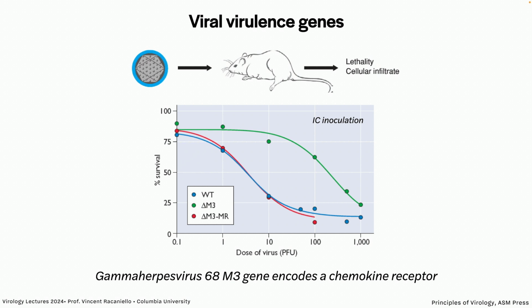Whenever you remove a gene from a viral genome, sometimes you can make unanticipated changes elsewhere just by mistake. So you have to put the gene back and make sure you restore the wild type phenotype. So the M3 gene encodes a chemokine receptor, a viroceptor, and that's why the mice are protected when you delete that gene.